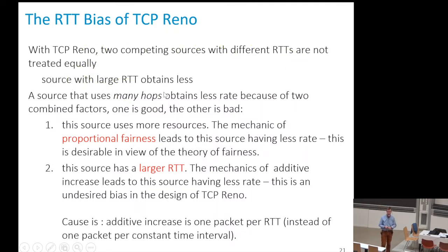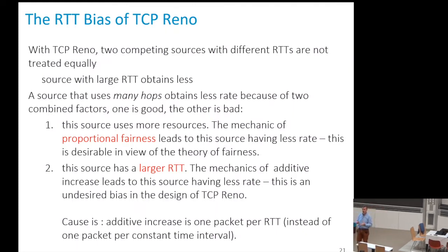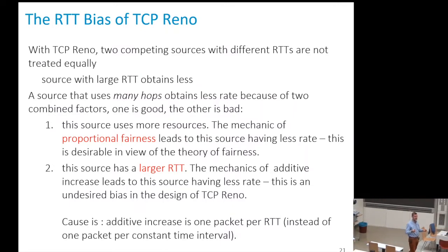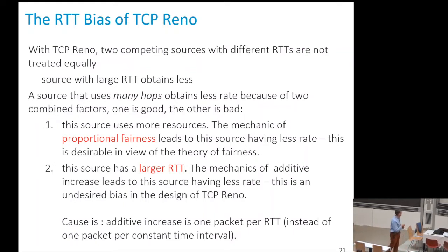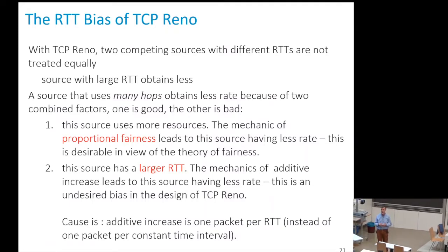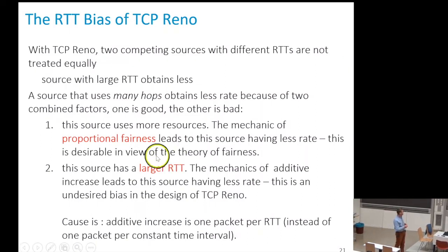The source with the larger RTT obtains less, which sometimes is thought of as okay, because very often this is confused with another argument that often happens together. When two TCP connections have different RTTs, very often it is simply because one is using a larger number of resources. In that case, it is okay to give less to the source that uses more hops. This is exactly what proportional fairness is designed to do. So any utility function will do the same. But the problem is, in the utility function, there is also a bias against the RTT.